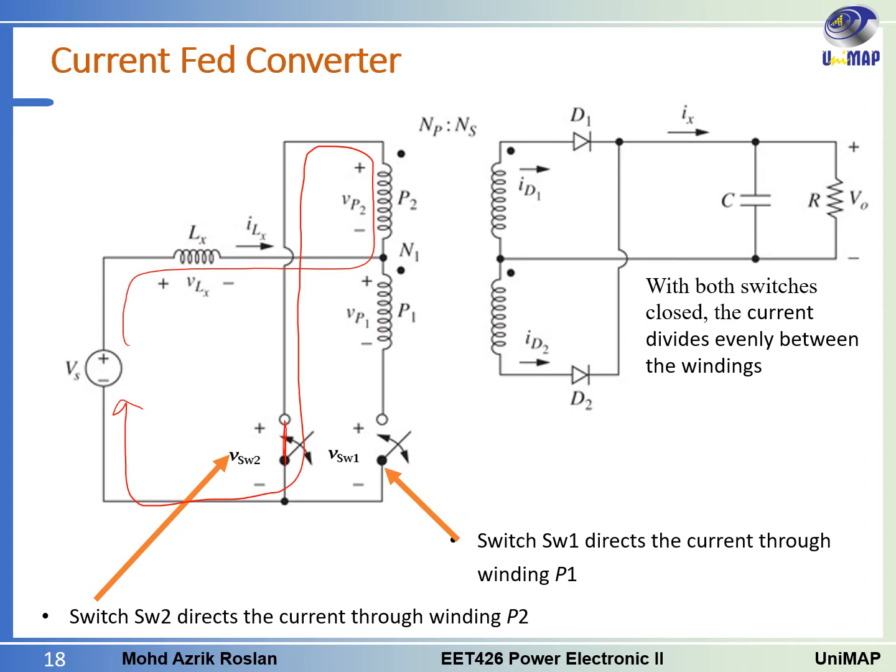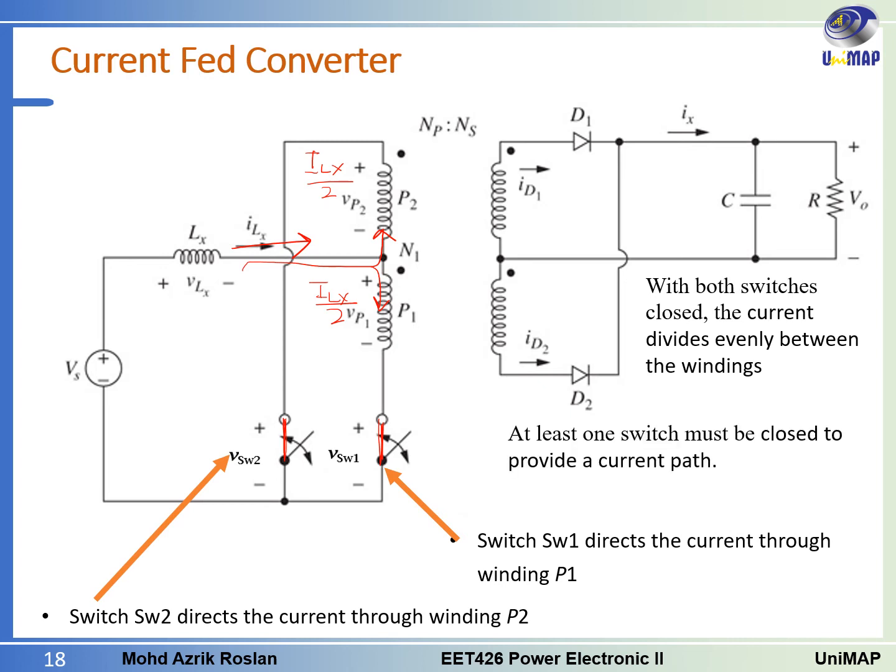So now we have a third case when both of the switches are closed. When both switches are closed, at this junction here the current will divide by 2. Let's say this is ILX. If the current here is ILX, the current going through here is ILX divided by 2, and the current coming down here is also ILX divided by 2. So the current divides evenly between the windings.